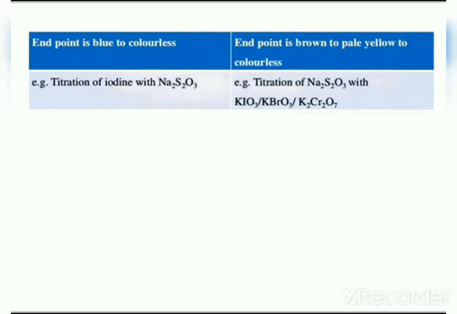And then there are two common important sources of error in titrations involving iodine, that is iodometric titration. They are, one is the loss of iodine owing to its volatile nature, and the other is that acidic solutions of iodide are oxidized by air. So these errors are minimized.